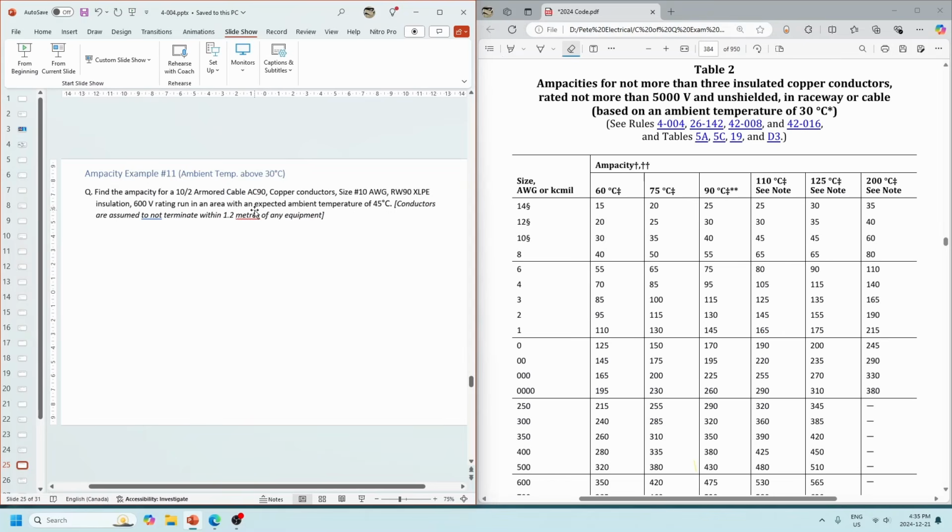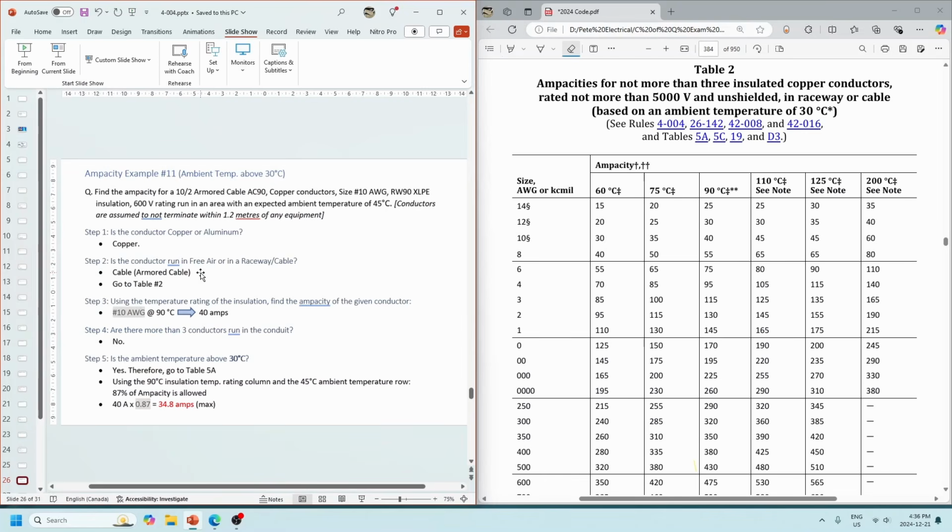How many we got? We only have 2 conductors, right? So we don't have to worry about 5C. So we're copper. We're in a conduit, so we're in table 2. We're in the 90 degree column here. So let's highlight that. And then size of conductor is number 10. So we're at 40 amps, right? So the maximum ampacity based off of table 2 is 40 amps. There's not more than 3 conductors, so we don't have to worry about table 5C, but the ambient temperature is above 30 degrees. We've said that it could get up to 45 degrees in that mechanical room. So we got to go to 5A.